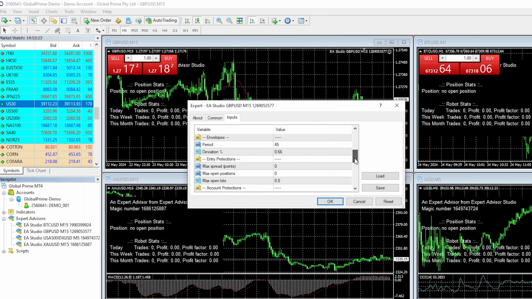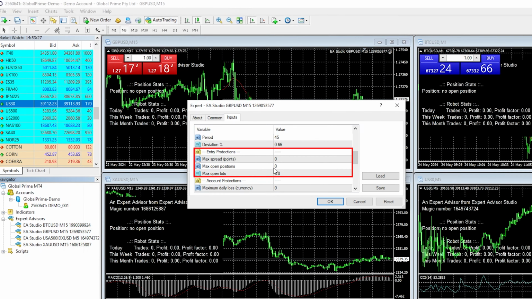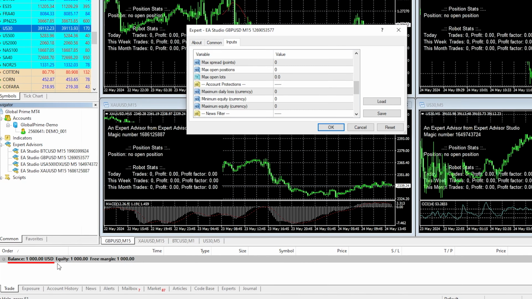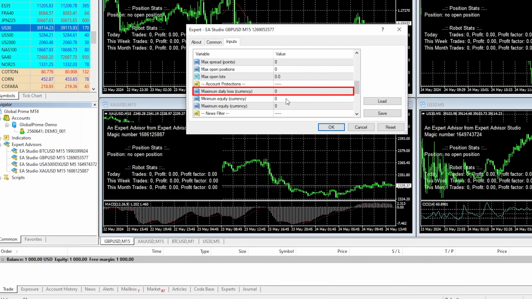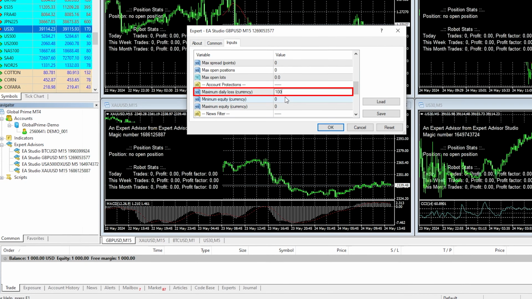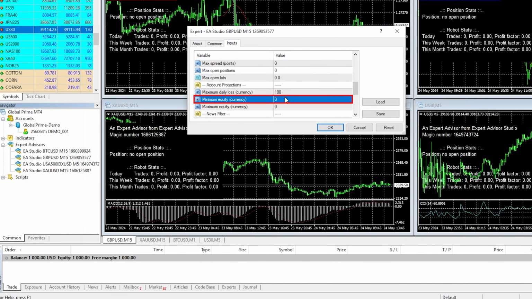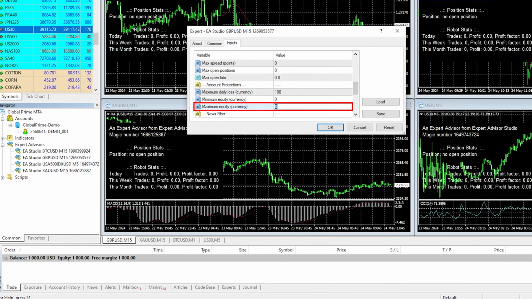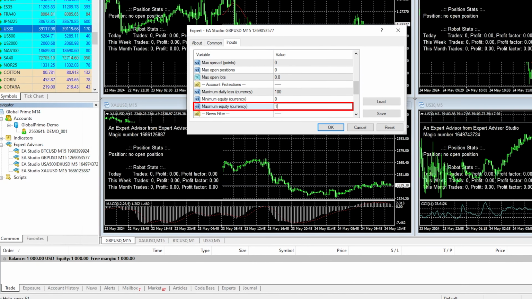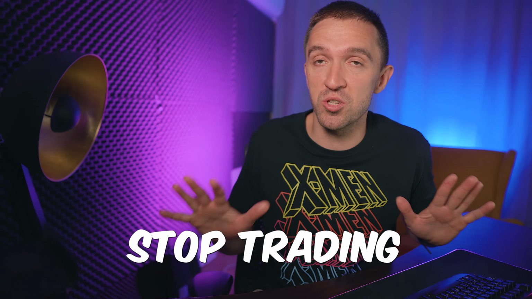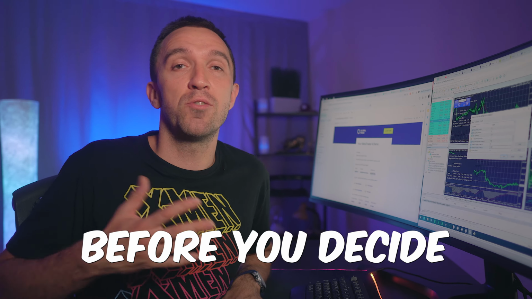However, I wanted to show you that there are entry protections and account protections. So for example, if you are trading $1,000 live account and you don't want to lose more than, let's say, $100 in one day, you just set it up in here, or you can set a minimum equity. And as well, if you have a target of, let's say, $100 a day, you can set it to 1,100. And this way, if the robots reach $100 of profit, they will just stop trading before you decide what to do next.